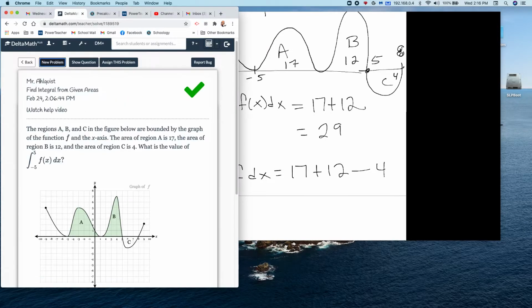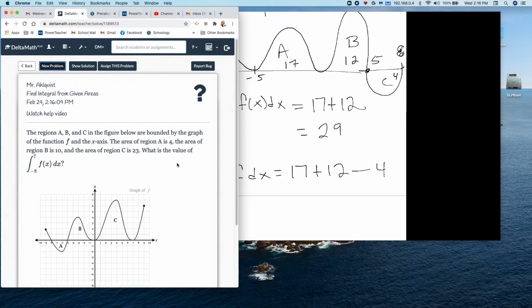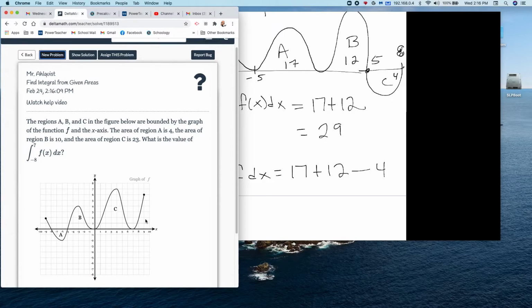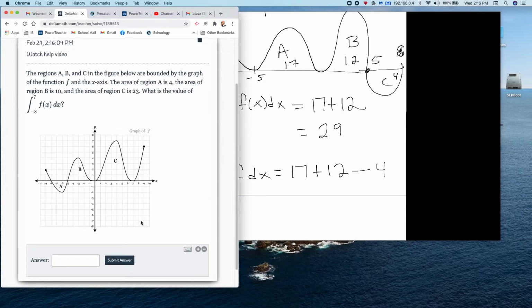So let me show you another problem. Take something like this one. A, B, and C, we're going from -8 all the way up to 7 right here. The area of A is 4, the area of B is 10, the area of C is 23. So I'll let you pause here and see if you can come up with the answer.